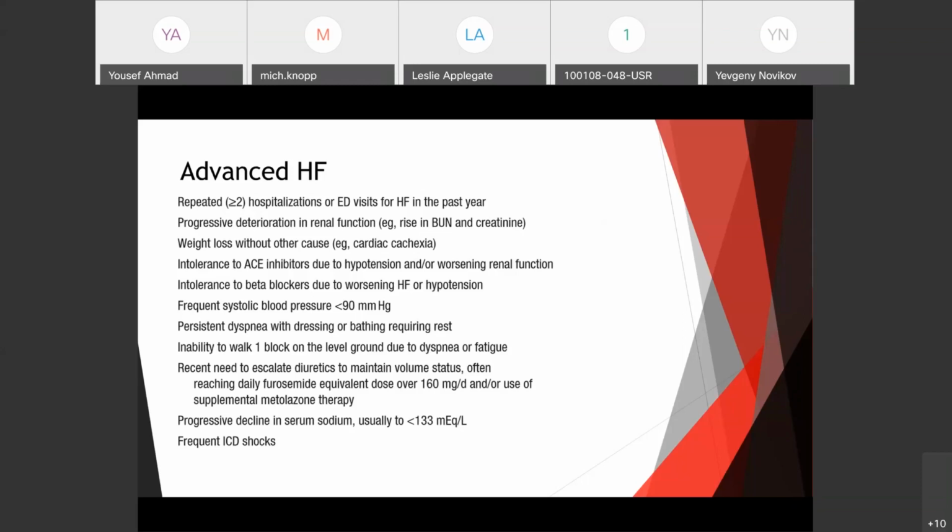This is where hopefully by now this patient has seen a cardiologist. If not, they definitely need to see a cardiologist, and probably also a heart failure team at some point, whether inpatient or outpatient, sooner rather than later, because we need to consider what to do.